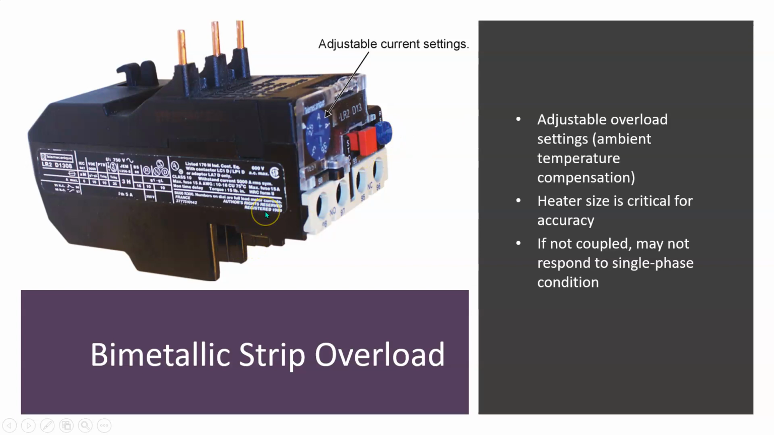Okay, here's a bimetallic strip overload. It's kind of like the ones we talked about the other day with the breakers. You have adjustable current settings on these ones, though, based on ambient temperature compensation. So if it's in a room that's already warm, you want to be able to adjust it. The heater size is critical for the accuracy. That's very true.